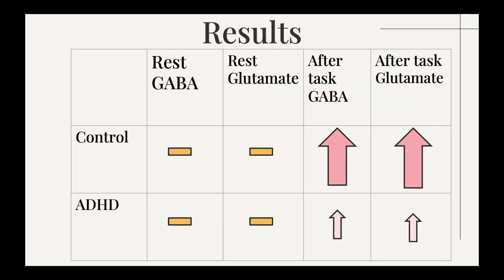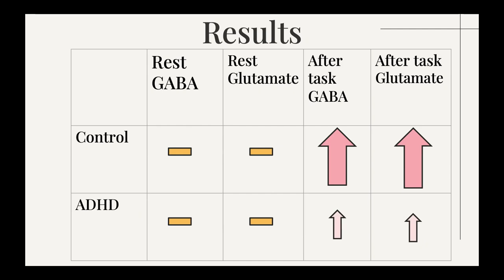At rest, which is shown by the orange horizontal line in our drawing, we can see that there is no significant increase or decrease in the concentration of GABA and glutamate from the controls to those with ADHD. This means at rest, the GABA and glutamate levels are the same among the regions of the brain for these participants.